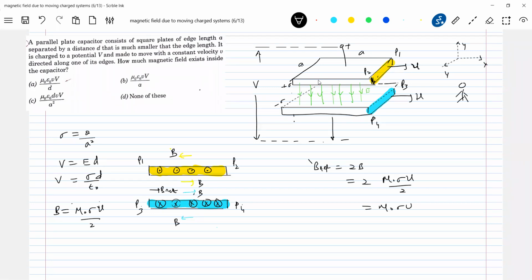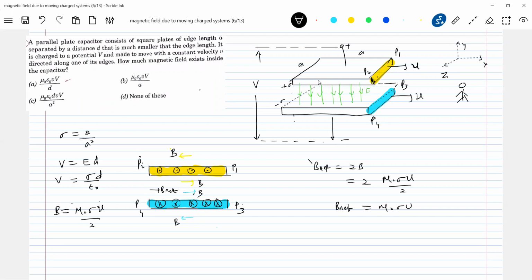This is the B net. What should be the direction of B net? According to this, we have P1, P2. I'll change the P1. We'll give the direction of B also. It'll be much easier. What should be the direction of B net? Negative Z axis. Clear? Negative Z axis.